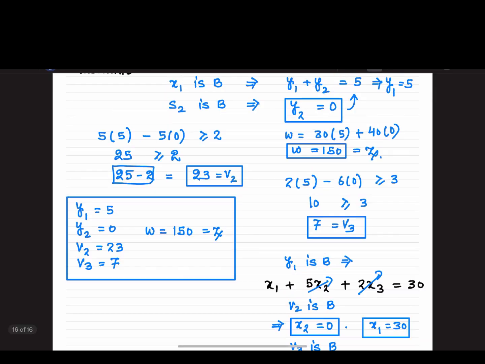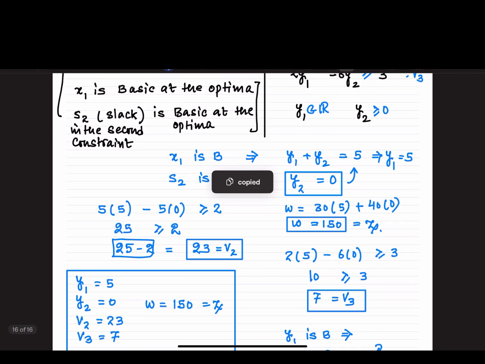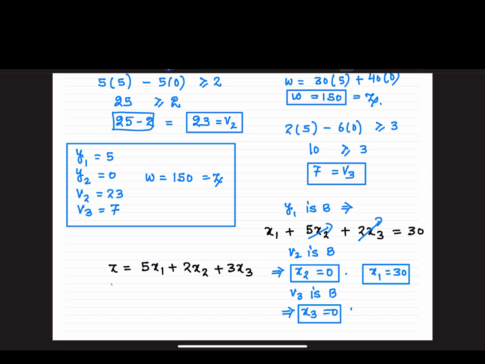And what is the objective? Objective of this primal is 5x1 plus 2x2 plus 3x3. So this is the objective. If we plug in the value, z equals 5 into x1. x1 is 30. 2 into x2, x2 is 0. 3 into x3, x3 is 0. So what is the value for z? Which is 150, as we got earlier when we solved the dual.